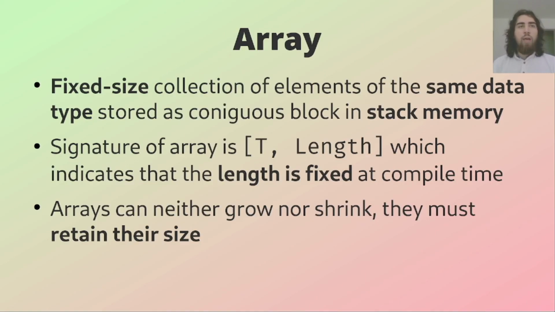So we'll now cover arrays. Now an array is a fixed size collection of elements of the same data type stored as contiguous block in stack memory. Now it's stored in stack memory because its size is known at compile time. The signature of an array is like that, you can see over here, which indicates that the length is fixed at compile time. Arrays can neither grow nor shrink, they must retain their size.